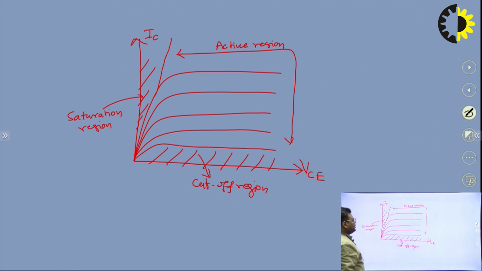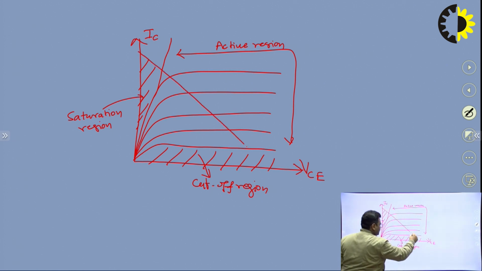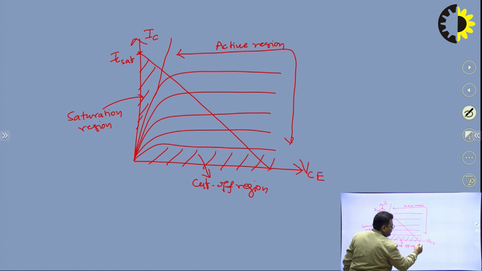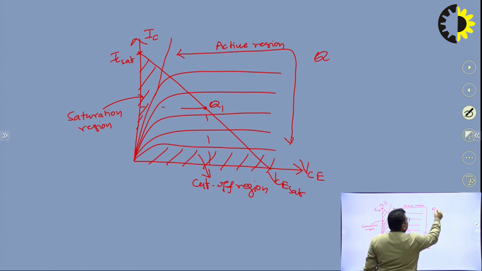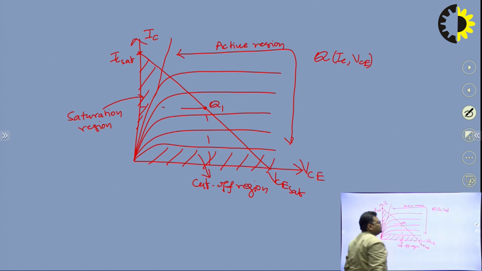So if we draw the DC load line, then it should be like this. Here we will have IC saturation, here we will have VCE saturation, right? And our Q point should be on this DC load line. So logically it should be in the middle of this DC load line. Here we should have our Q point. Q point is nothing but the value of IC and VCE that the circuit is providing.